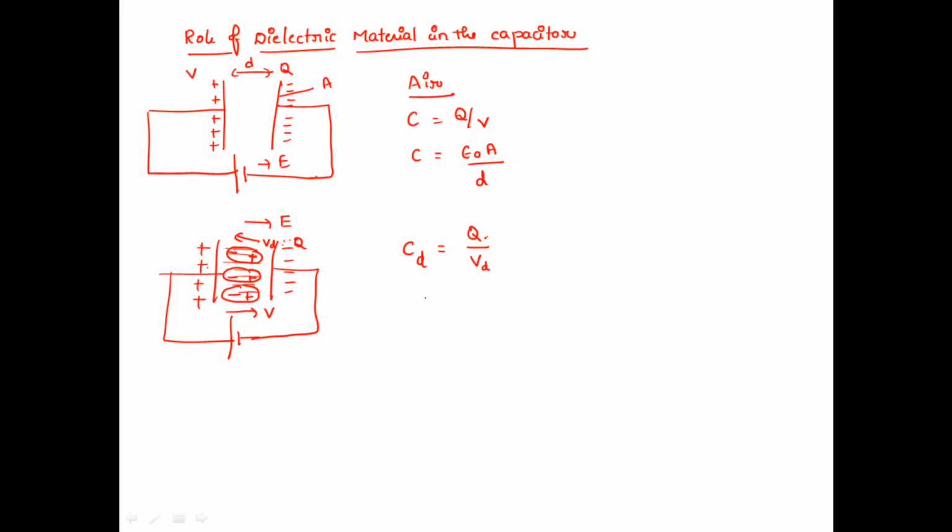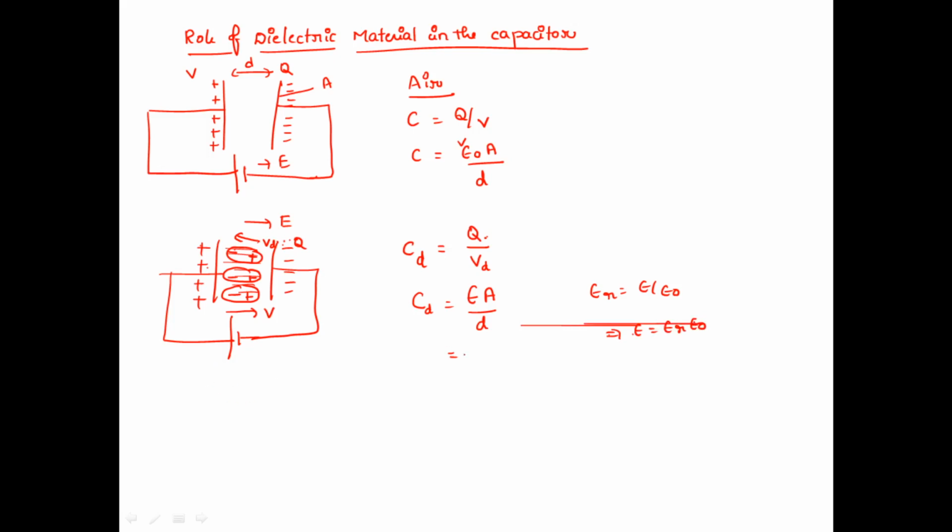The same relation, as per the dielectric constant of the material, C suffix D can be written as epsilon A by D, because when there is no medium between the capacitor plates we write epsilon naught. If there is a medium between the capacitor plates, we write the permittivity of that particular medium. And we know that epsilon r is equal to epsilon by epsilon naught, which implies epsilon is equal to epsilon r into epsilon naught.